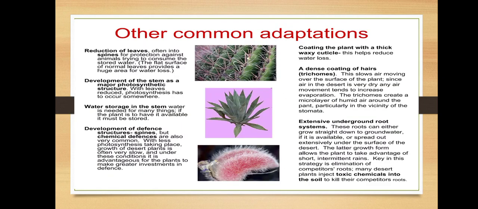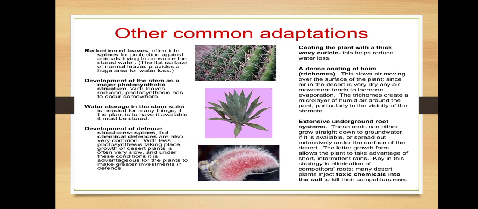Other common adaptations: reduction of leaves in order to survive, often turned into spines for protection against animals trying to consume the stored water. Then we have the development of the stem as the major photosynthetic structure. With leaves reduced, photosynthesis has to occur somewhere. Then water storage in the stem. Water is needed for many things. If the plant is to have it available, it must be stored.